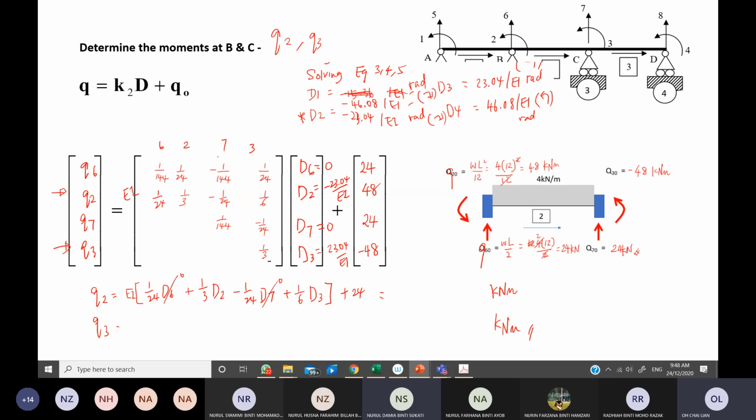Doctor, Q naught for Q2 is not 24 but 48, is it? 48, right. Q2 naught is 48. Let me write here so that everyone can see. This is Q6 naught, Q2 naught, Q7 naught, and this is Q3 naught. I mean the calculation that you write below. Q2 equals EI plus 48. Correct. Yes, thank you.